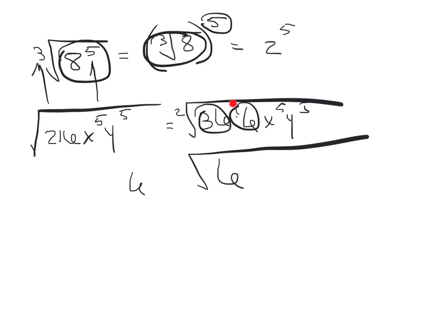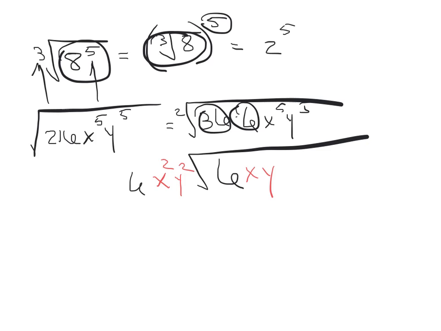How many times does 2 go into 5? 2 times. So that means I can pull out 2 x's, which means I have 1 left. Okay, so 2 goes into 5. Let me get my pointer. 2 goes into 5 2 times with 1 left over. And you're done. That's the easiest way to simplify that.